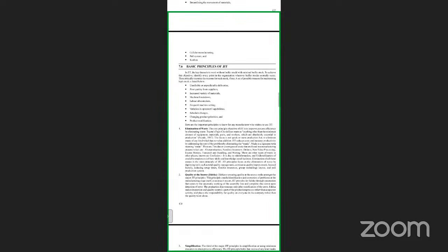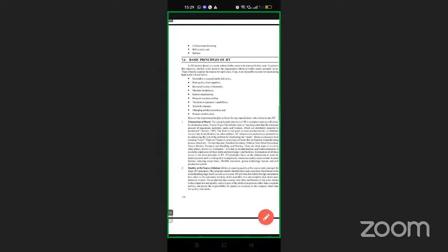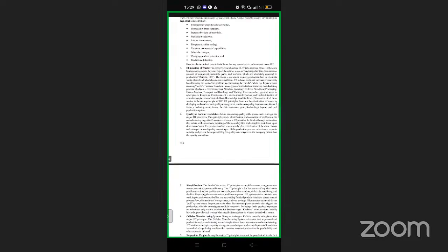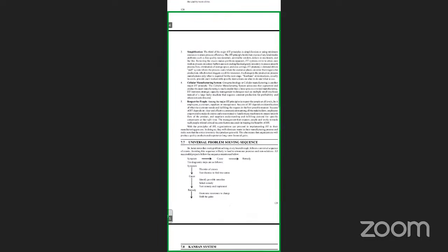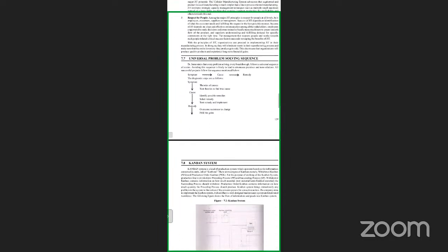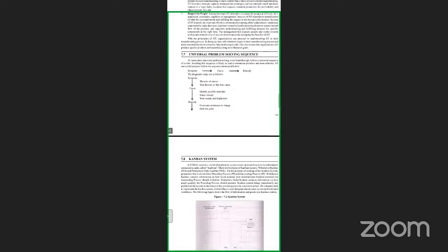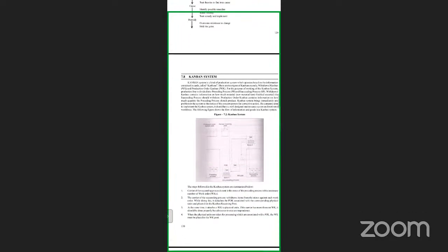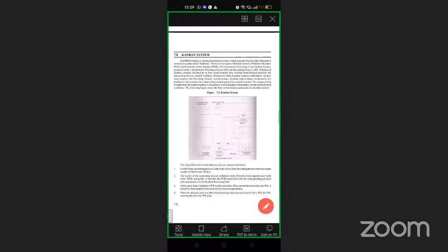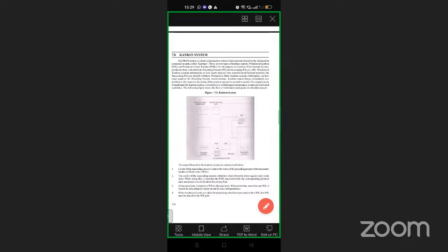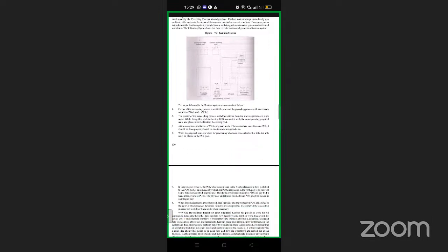Next, we have basic principles of JIT. It has been observed these are the possible reasons for maintaining high risk in the stock: unreliable or unpredictable deliveries, poor quality from suppliers, increased variety of materials. The principles include quality at source, elimination of waste, simplification, cellular manufacturing system, respect for people, and a universal problem-solving sequence, under which we can understand the Kanban system. It is a kind of production which operates based on the information contained in cards called Kanban. Based on this, the theory has been made.